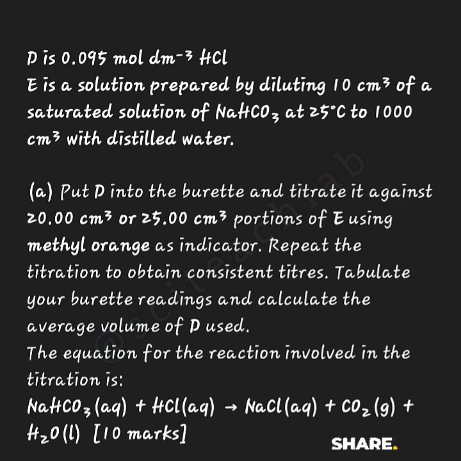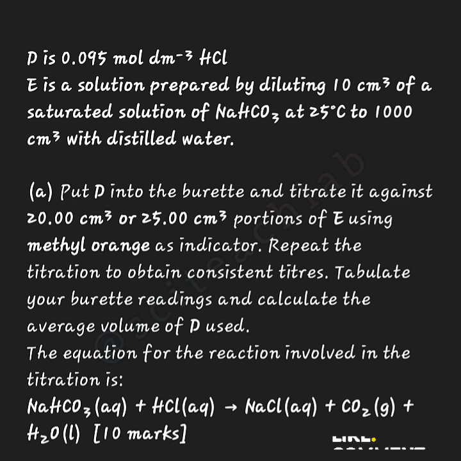So you're asked to put D into the burette and titrate it against 20 cm cube or 25 cm cube portion of E. So D is the acid, D is the HCl, and E is the sodium bicarbonate. So they're asking you put the acid into the burette and then titrate it against 20 or 25 cm cube of E using methyl orange as indicator.